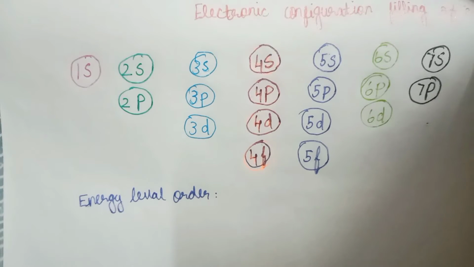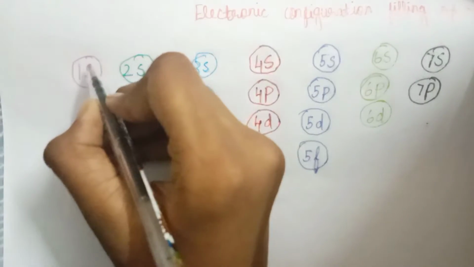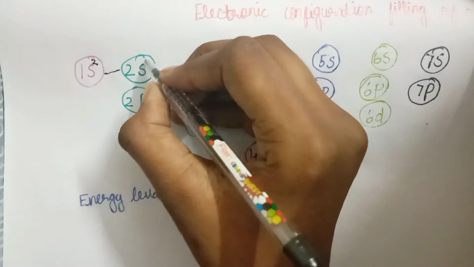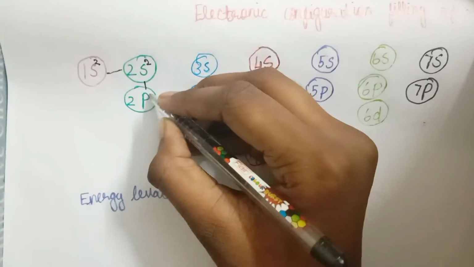Welcome to the channel, Chemistry. We are going to see the filling of electronic orbitals and the energy level order. Okay, first we are going to see the 1s orbital. We will fill the 1s orbital. The s orbital contains 2 electrons. Next we are going to fill the 2s orbital. It also has 2 electrons, and the p orbital has 6 electrons.